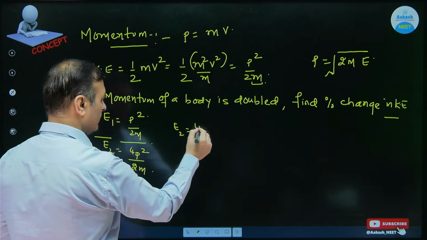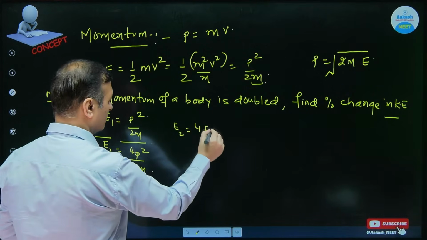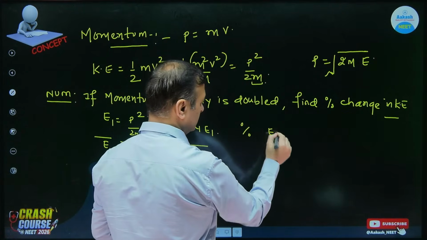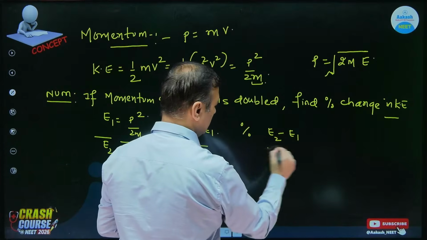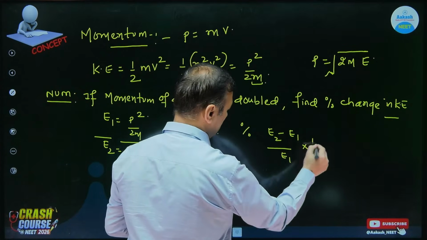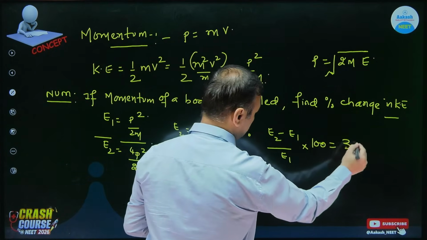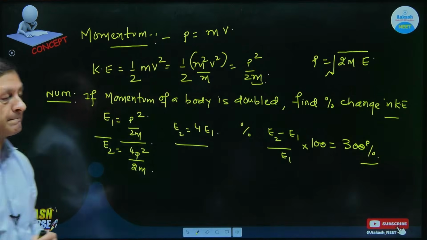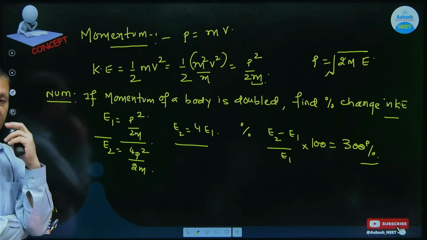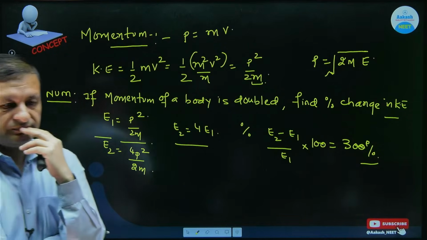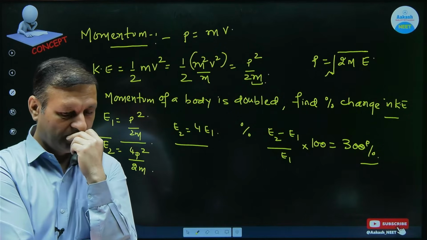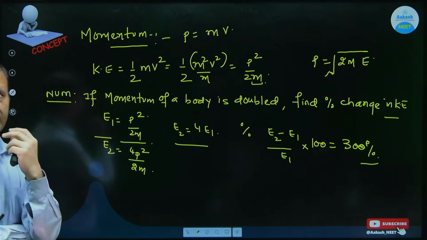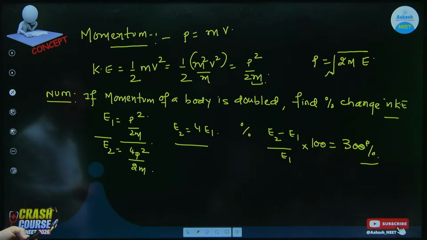So E2 would be 4 times E1, and percentage change in kinetic energy is E2 minus E1 by E1 into 100, so that makes it 300% only. Got it or not? So any doubt from this part? Shall we move?